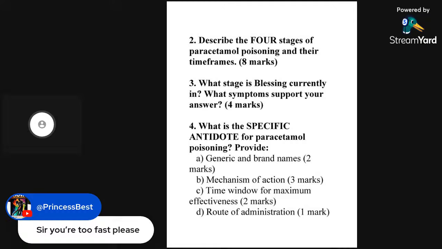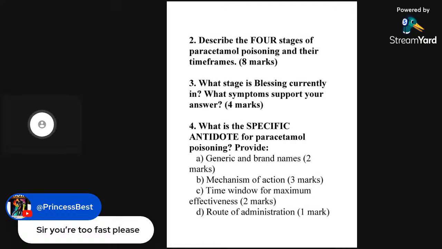I think I gave these stages to the class. If I did not give your class, maybe I didn't give the ND class. I am sorry. So stage 1, 0 to 24 hours, which is nausea, vomiting. Stage 2, 24 to 72 hours, which is the period where the patient feels better. It's usually the very deceptive stage.